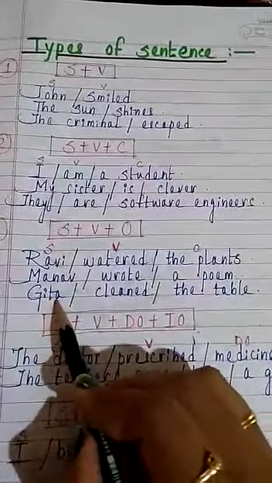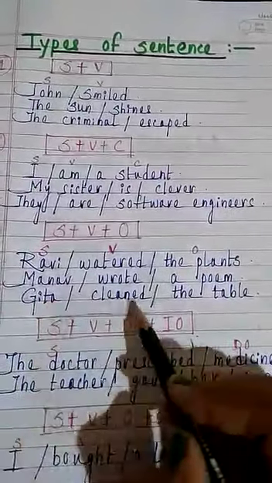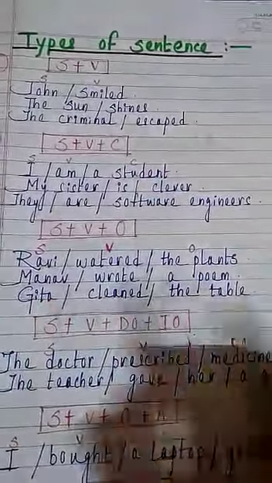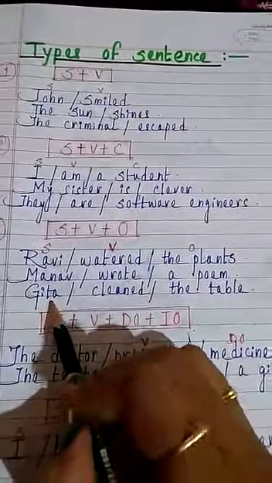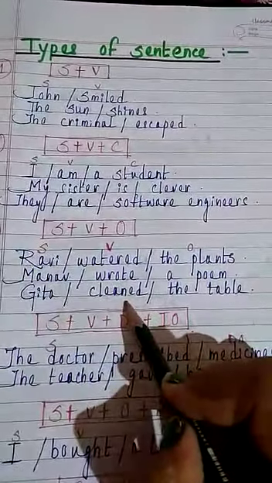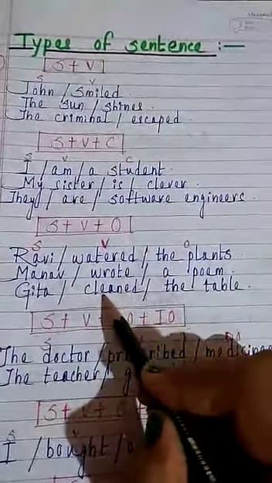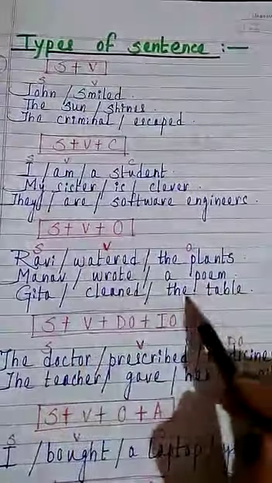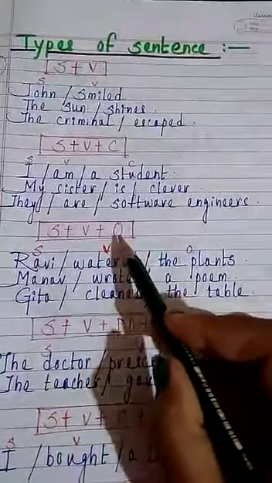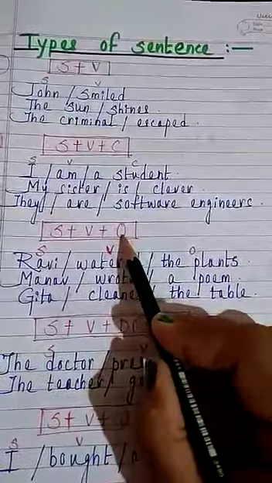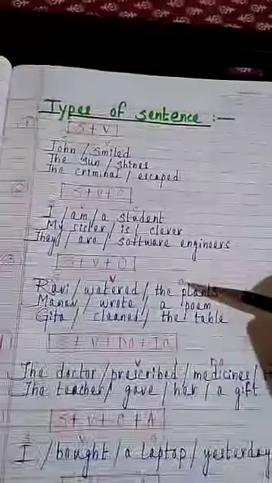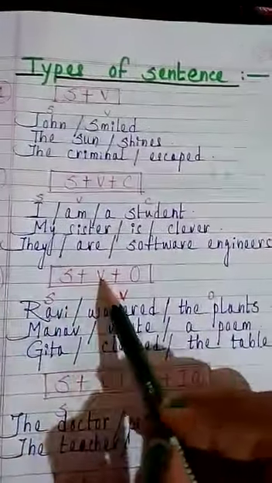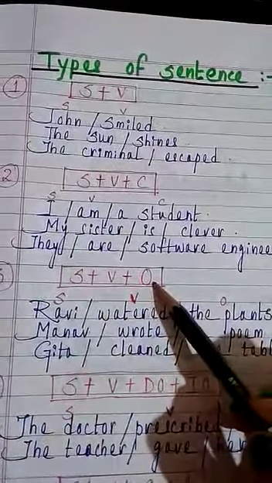Then coming to the third example, Gita cleaned the table. Here Gita is the subject. Clean का past tense हुआ है cleaned, ed लगा है. तो cleaned is a verb and the table is a क्या है? Is an object. So by this you can also form a sentence by using subject plus verb plus object.